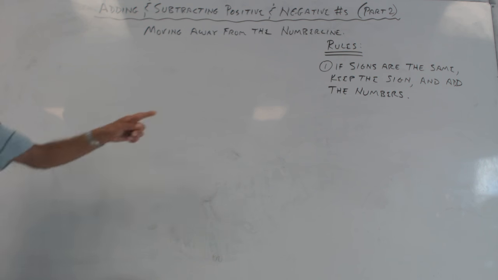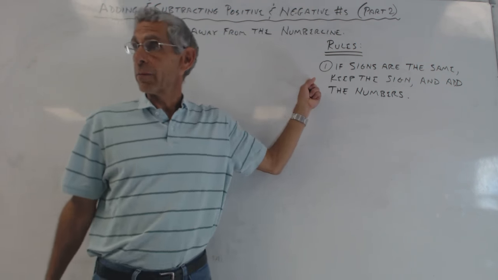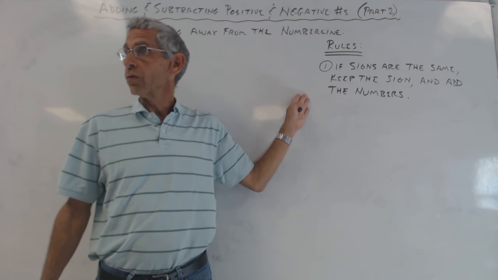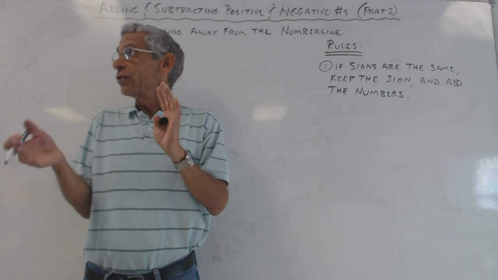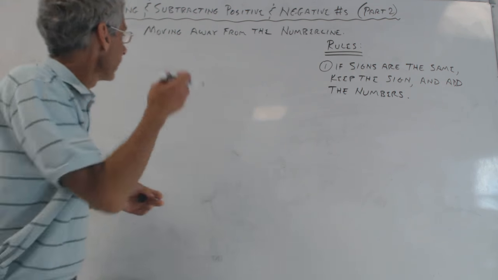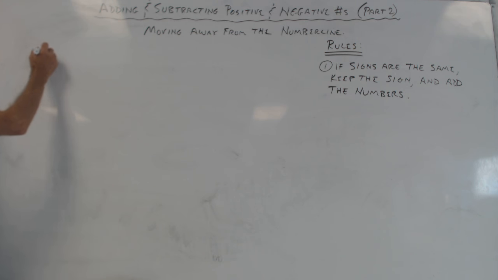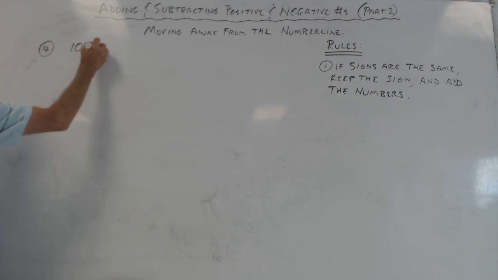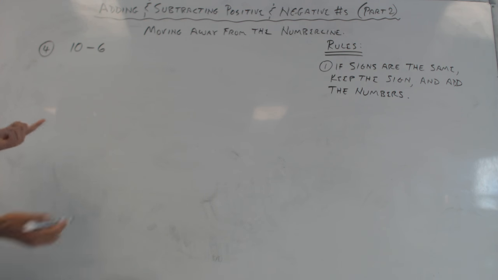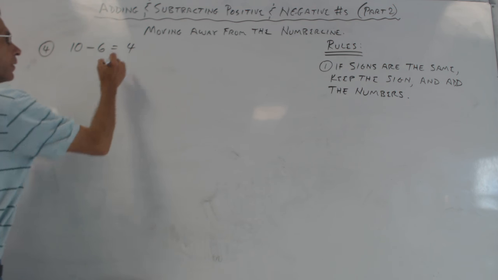Let's try this now. In this case, the signs were the same. All the signs are the same. So let's now say, what if the signs are different? Well, let's just try a few. So we were 1, 2, 3. So now we'll do 4. What is 10 minus 6? 4. Okay, that's interesting.